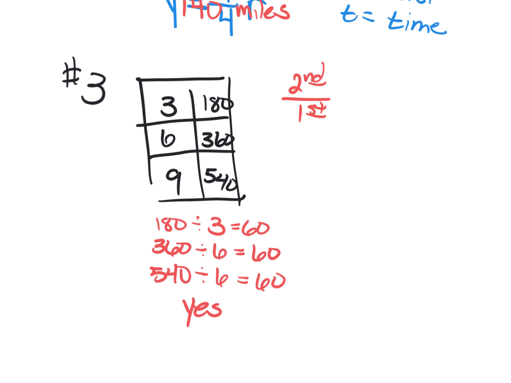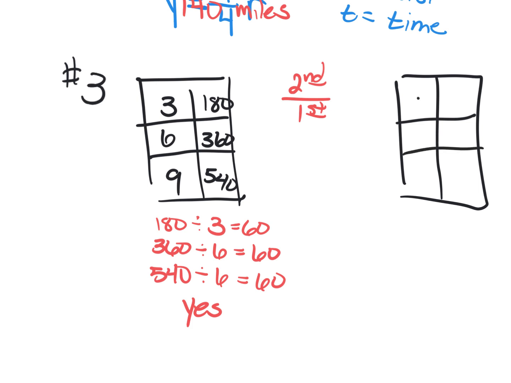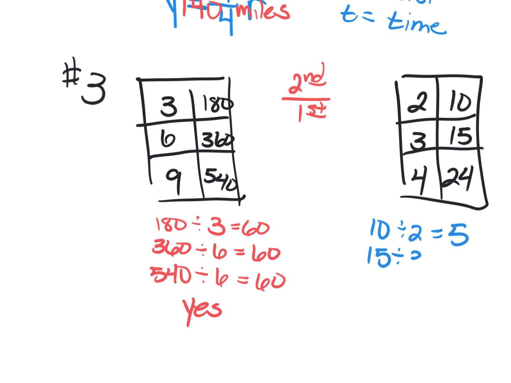Okay, if I had another one over here, say I had 2 and 10, 3 and 15, 4 and 24. So once again, second column divided by first column. 10 divided by 2 equals 5. 15 divided by 3 equals 5. 24 divided by 4 equals 6. Because they are not all the same, this is not proportional.